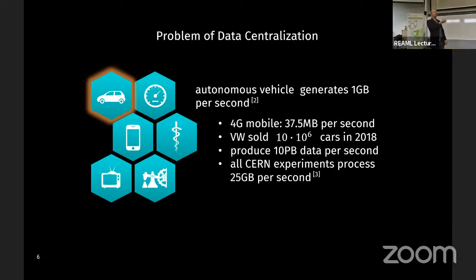But even if you could transmit it, just imagine what it means processing so much data. If you just take the cars that Volkswagen sold in 2018, that's 10 million, and assume only those would transmit 1 gigabyte per second, that's 10 petabytes of data per second that you need to process. And just to put that into perspective, at CERN, the unrivaled champions of large data processing, they process roughly 25 gigabytes per second. So this is just not feasible.